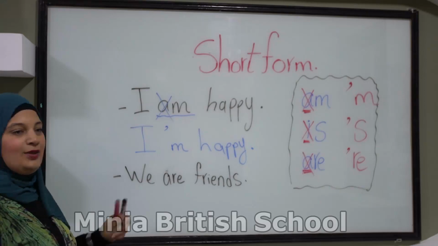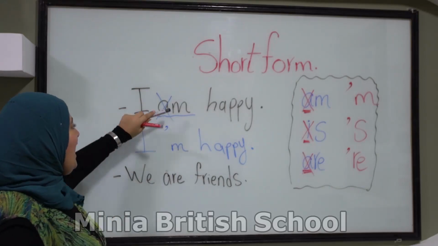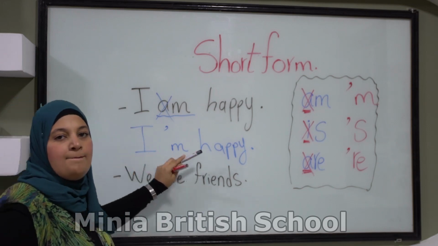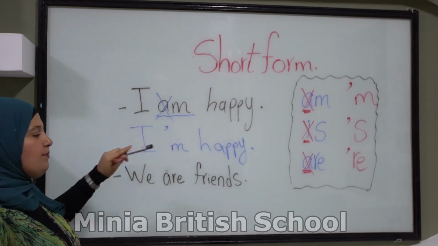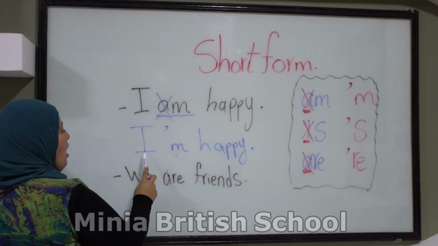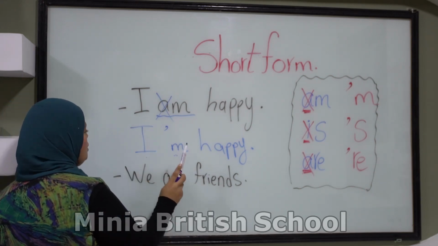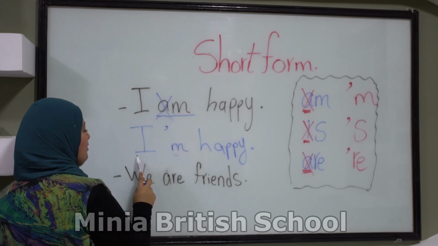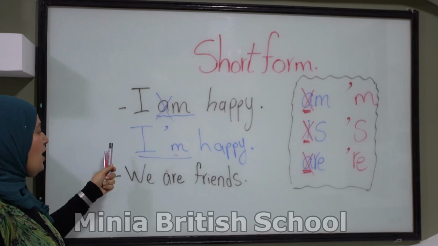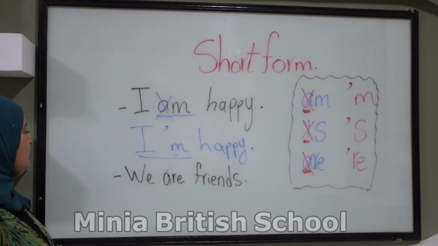So let's read it together. The first one, I am happy. And the short form will be I'm happy. Can I say I am? No, this is I am. But this one, I'm happy. Short form, I'm happy.